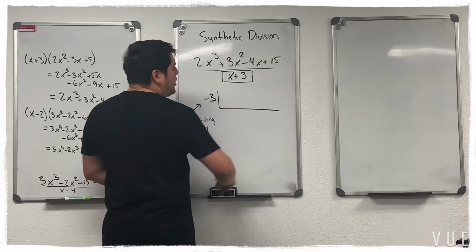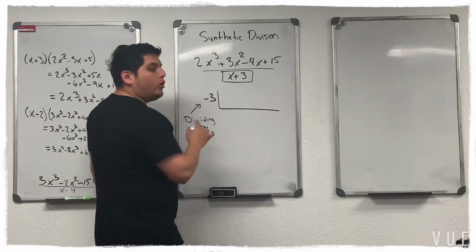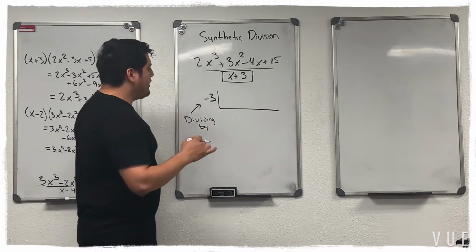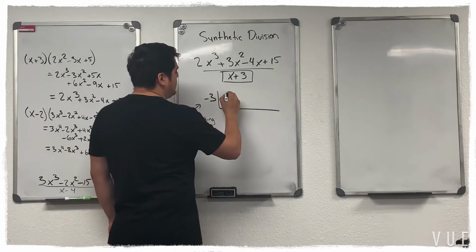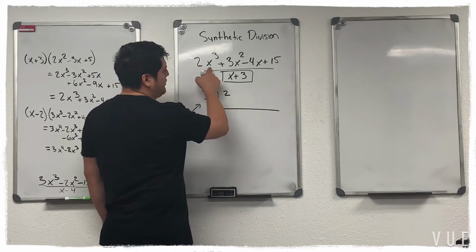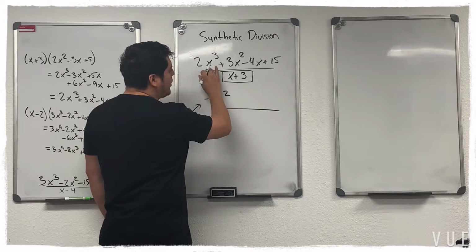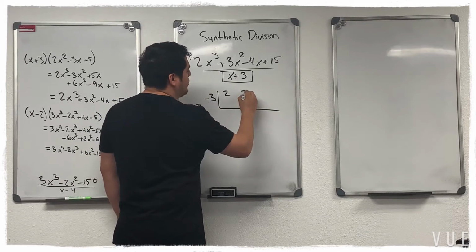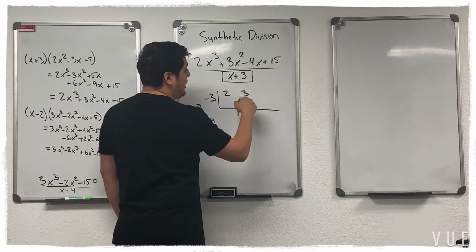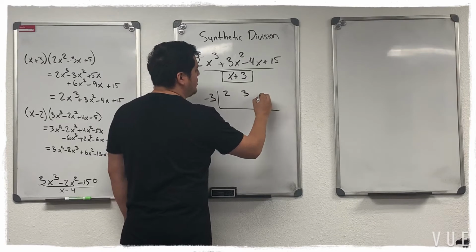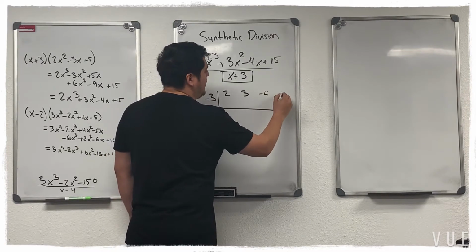Inside, you're going to be putting your polynomial, but only the coefficients, nothing else, only the coefficients. So you're going to write the 2 because of the x cubed. You will not write the x cubed. You're going to write a 3 for the x squared without the x squared. You're going to write a -4 and a 15.